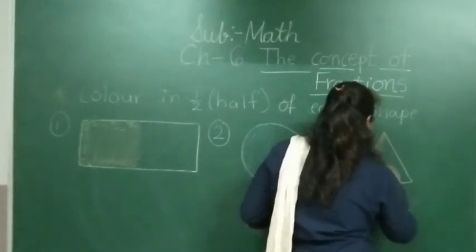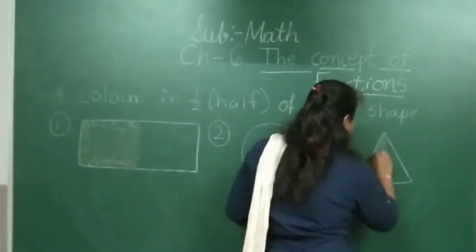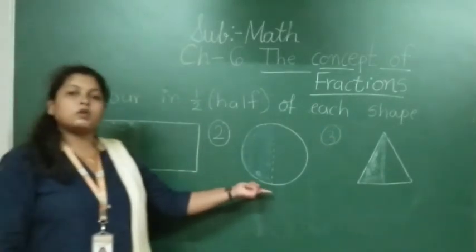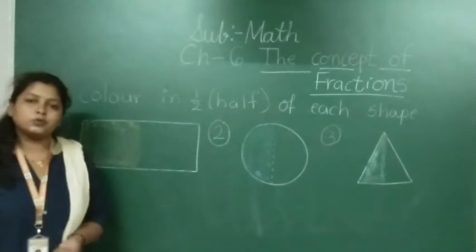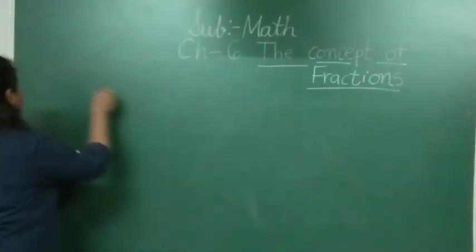So that will be easy to show. If you don't want to use the colors, you can use your pencil to shade this part. Okay. So here you can see how I have colored the one half part of each shape. The same thing you have to do in your textbook. So now next we will start.